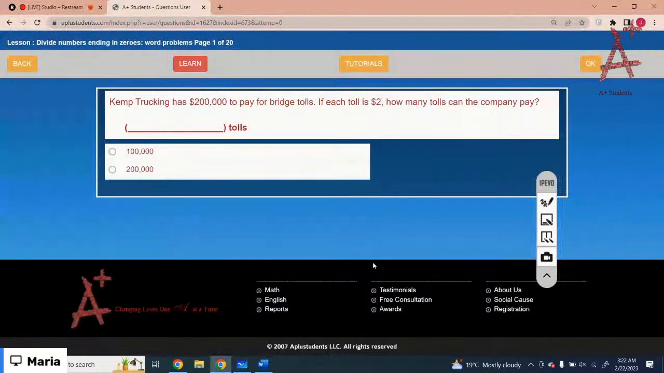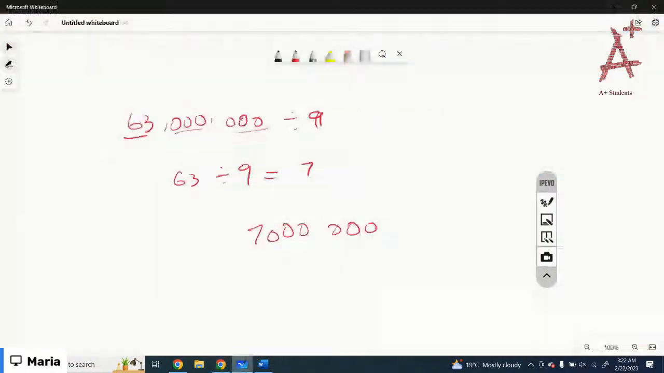Okay, bridge tolls. If each toll is 2 dollars, how many tolls can the company pay? You have to divide 200,000 divided by 2. Got it? So just divide the non-zero values.